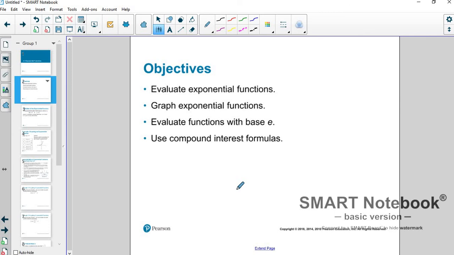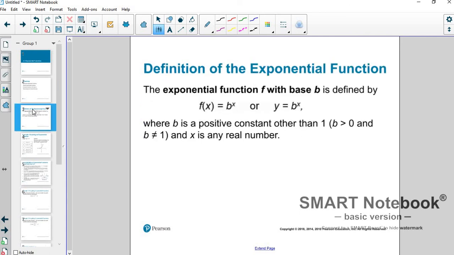And then we will talk about compound interest formulas, which is one of the most prevalent uses of exponential functions for us as algebra students with regards to modeling. Okay, so what is an exponential function? An exponential function is a function that has the x, the variable, up in the exponent.